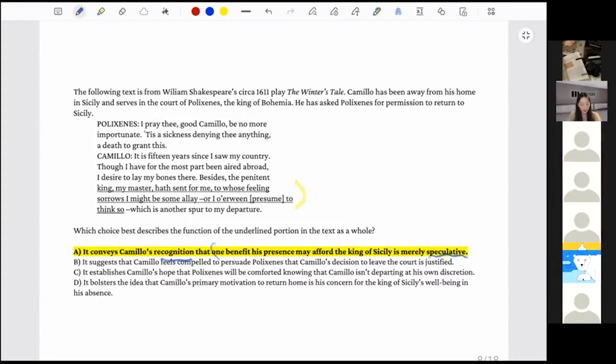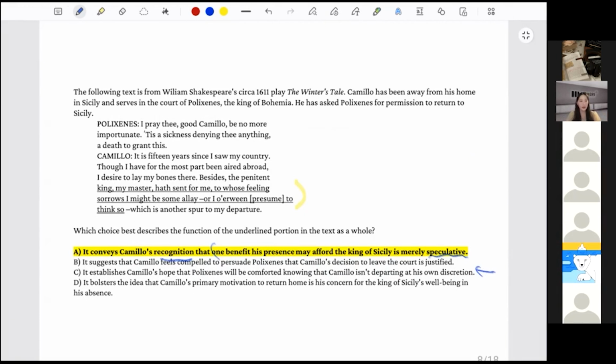C, it establishes Camillo's hope that Polixenes will be comforted knowing that Camillo isn't departing at his own discretion. So there is no indication that Polixenes will find comfort knowing that Camillo was sent for. In fact, Polixenes simply states that letting Camillo leave in general feels like death, and this C would be way too speculative, so it is incorrect.